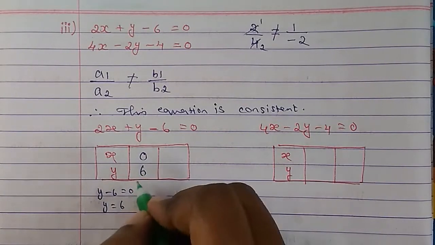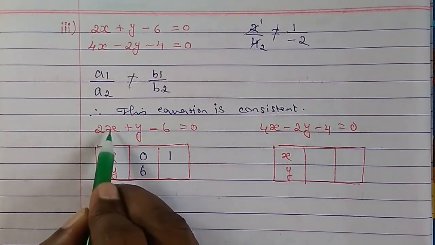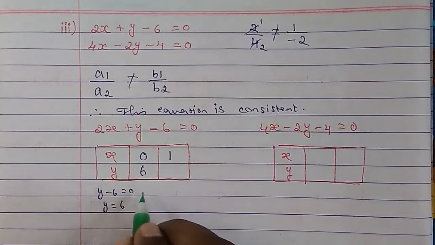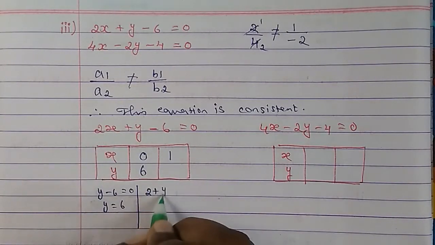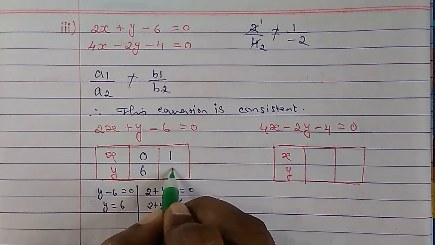Next, if I take 1, then here it will be 1, right? Then 2 ones are 2. So let me put it here. 2 ones are 2, plus y minus 6 equal to 0. Then this 2 plus y minus 6 equal to 0, so the minus 6 comes to this side, it will become plus 6. The 2 comes to this side, it will become minus 2. So then the y value will be 4.